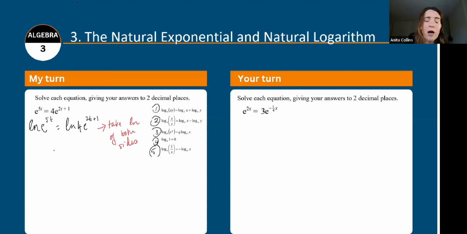All right, so now we're going to see about using our laws of logs, or see if we've got any cancelling happening. We've got an ln of e. Now, we already said that they cancel each other out. So that leaves us just with a 5t on the left.